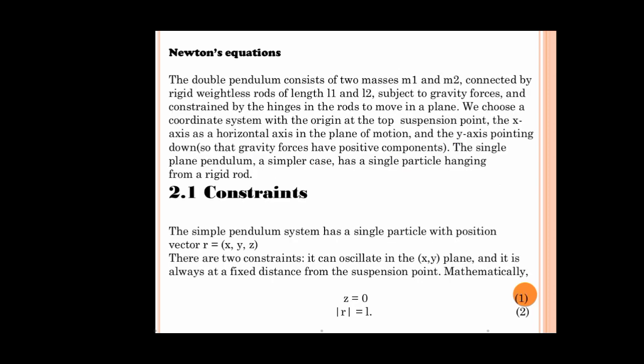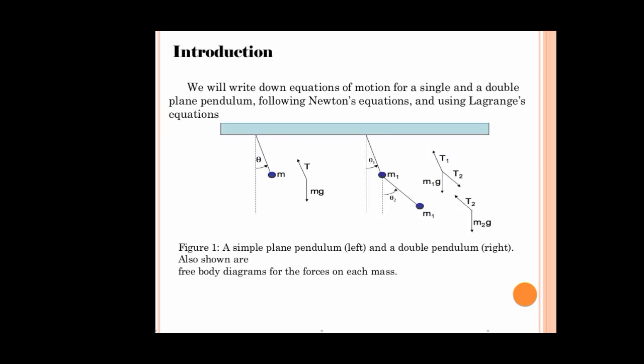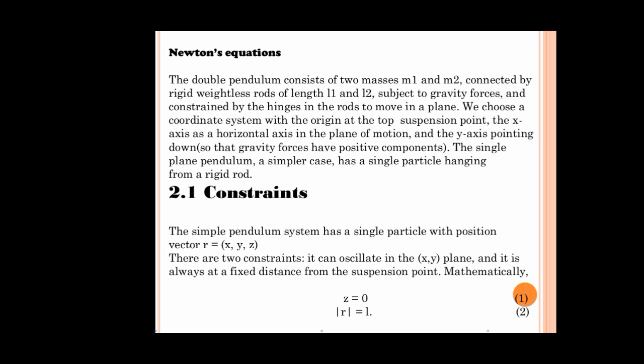Okay, now, what is Newton's equation? The double pendulum consists of two masses, m1 and m2. So you can see the double pendulum contains m1 and m2, connected by a rigid, weightless rod of the length L1 and L2, subject to gravity force and the constraint imposed by the rods.